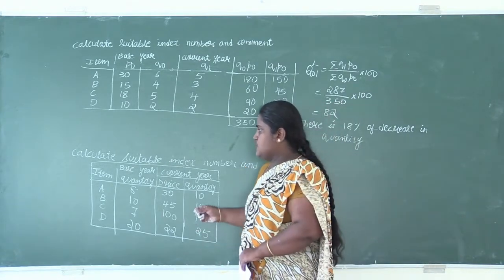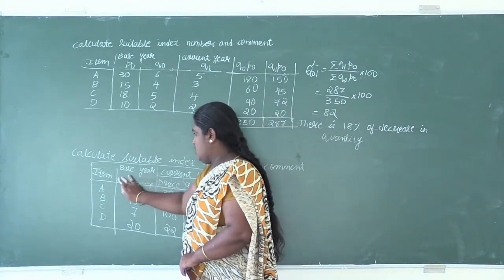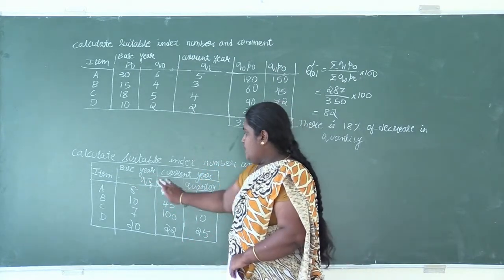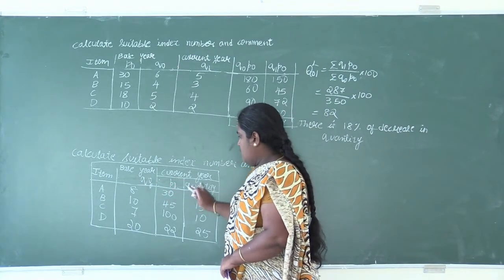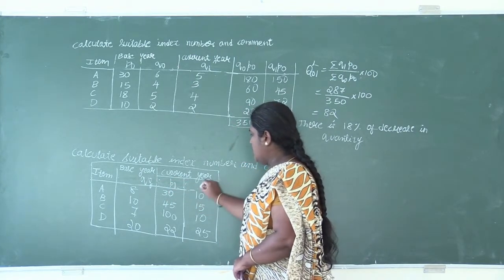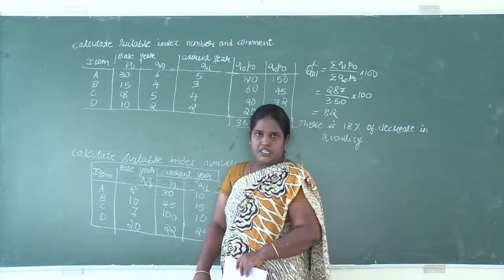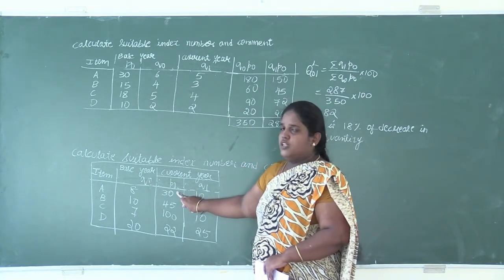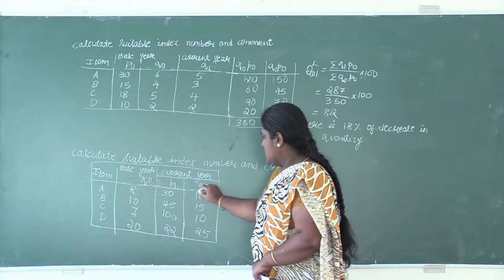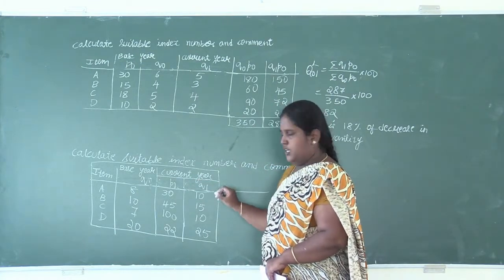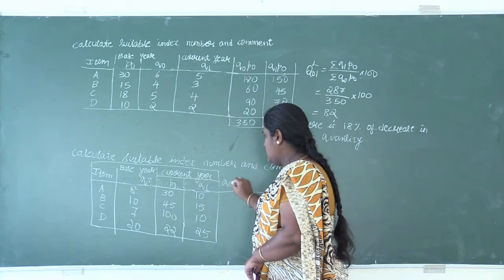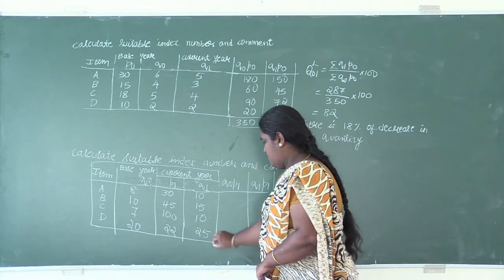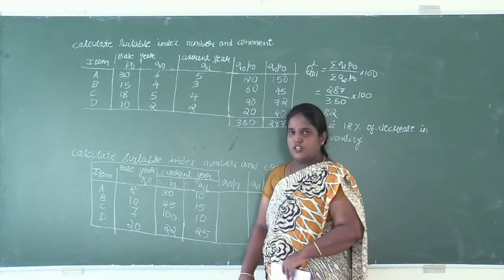Similarly, we'll do the next one. So here base year quantity is given, which is denoted by Q0. Current year price and quantity is given, so it is P1 and Q1 values. So here P1 is taken as weight because we have two quantities and only one price. So P1 is taken as weight in the purchase quantity index number. So you have to multiply Q0 and P1. We have to multiply Q1 and P1. So what are the values for Q0 P1?